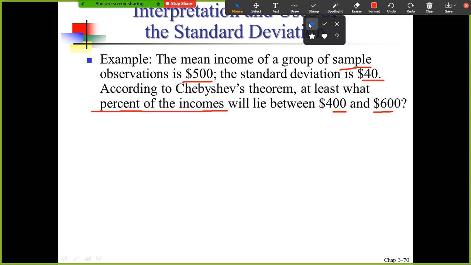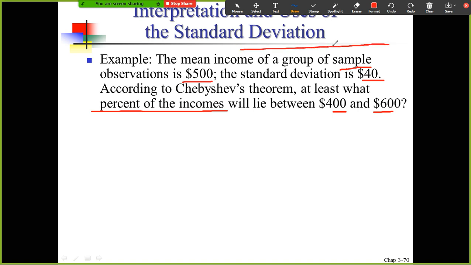Okay, suppose that I draw this: this is 500, this is 600, this is 400. So from 400 to 600, how many percent? Okay, that's why we need to find K. Based on Chebyshev, you need to find K. If you cannot find K, you cannot find how many percentage. Okay, let's see.